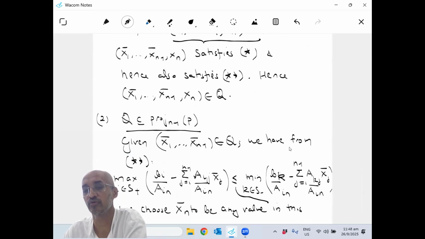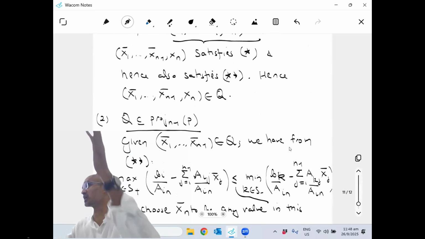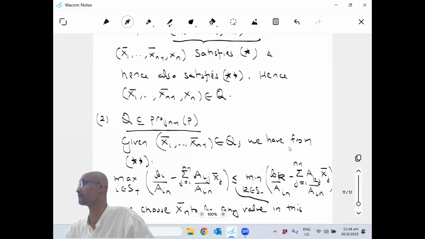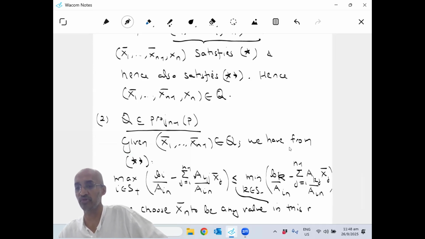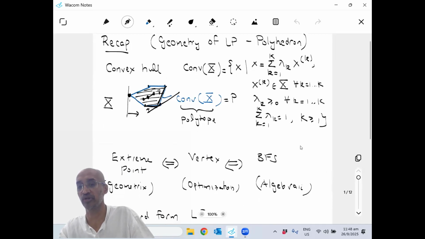between this upper and lower. This is a lower bound. This is an upper bound. Upper bound is greater than lower bound. So there's a number, right? Let's say 5 and 3. Choose any value between 3 and 5. Choose any value in this range, basically. Then this xn bar will satisfy the two constraints here, basically.